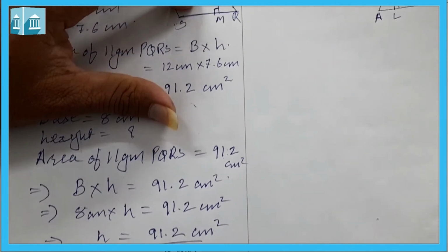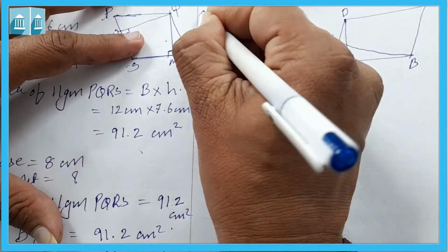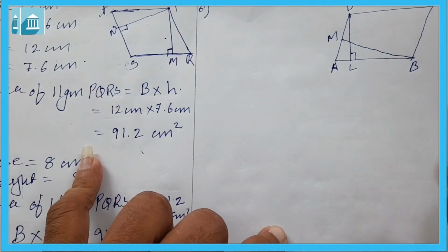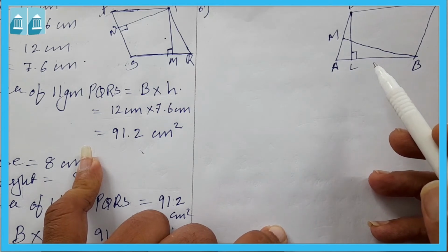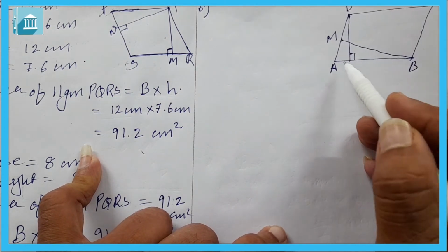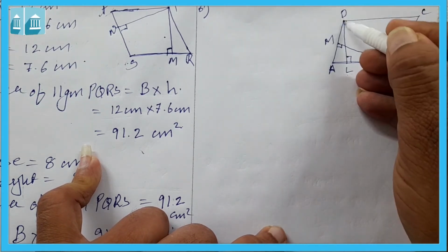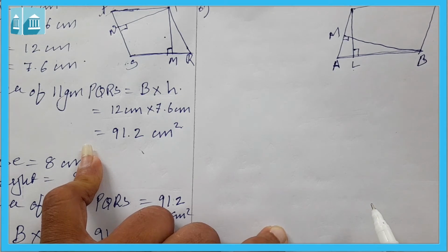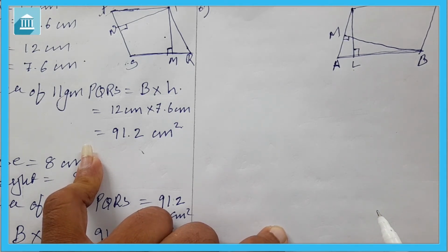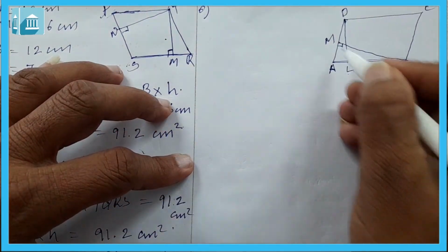Now let us see question number 6. In question number 6, we can see one figure, one diagram is given here. It says that DL and BM are the heights on sides AB and AD respectively. This is DL and BM. These are the heights, meaning perpendiculars on AB and DA respectively. Parallelogram ABCD has an area of 1470 centimeter square, AB is given, AD is given, and we have to find the length of BM and DL.